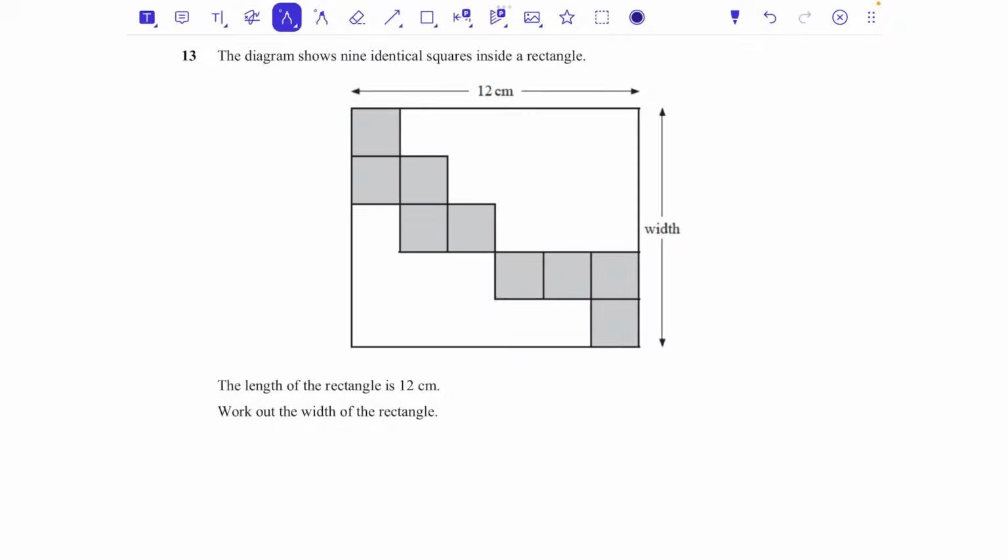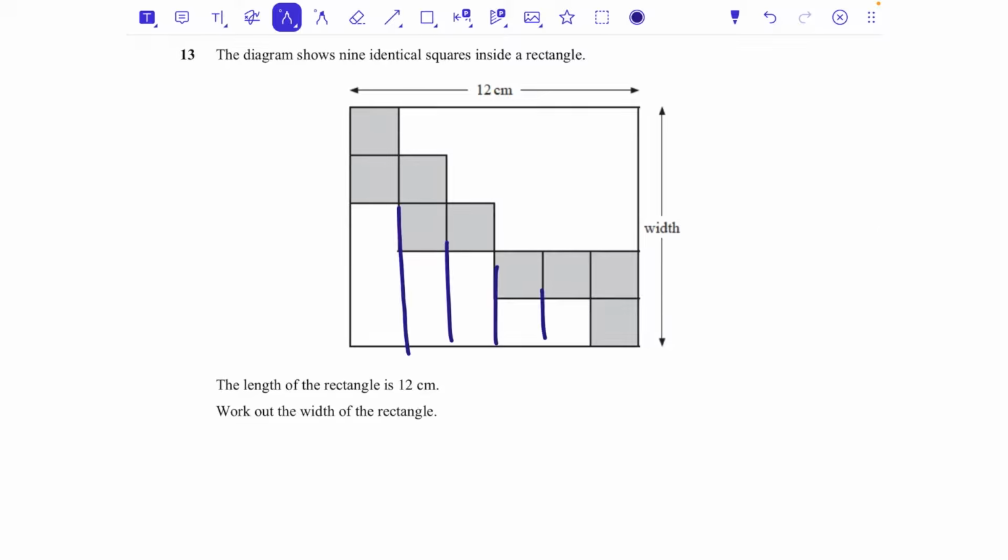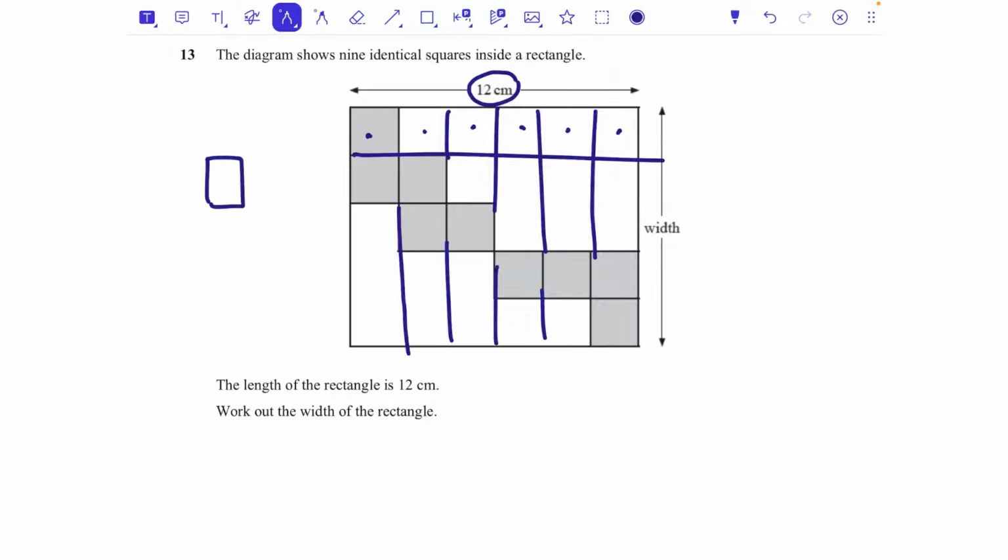Question number 13. The diagram shows 9 identical squares inside a rectangle. The length of the rectangle is 12. And we've got to work out the width. Okay, so all of these squares are identical. Now I can see that if I made this into a grid, you would fit 1, 2, 3, 4, 5, 6 of them going across. And since all of these squares are identical, I can do 12 divided by 6, and that tells me that each of these little squares is 2 centimetres wide. And because they're squares, they're also 2 centimetres tall. So there we go, 2 by 2.